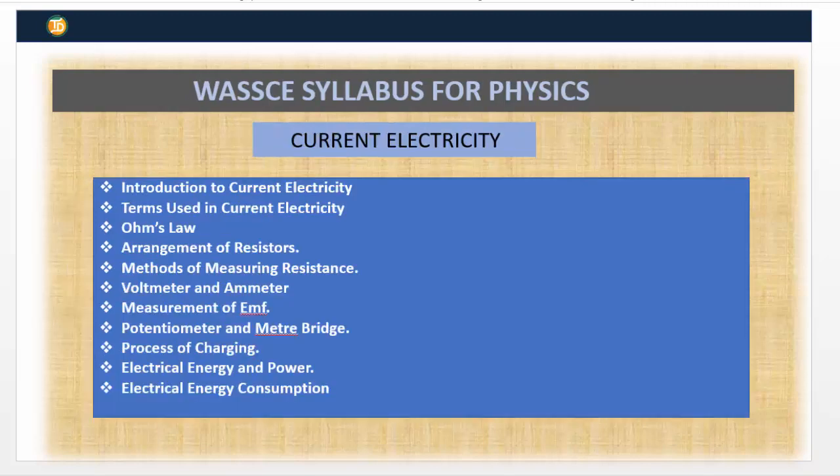Now, up next, we have current electricity. Under this aspect, we are going to be tested on introduction to current electricity, terms used in current electricity, Ohm's law, arrangement of resistors, methods of measuring resistance, voltmeter and ammeter, measurement of EMF, potentiometer and meter bridge, process of charging, electrical energy and power, electrical energy consumption.